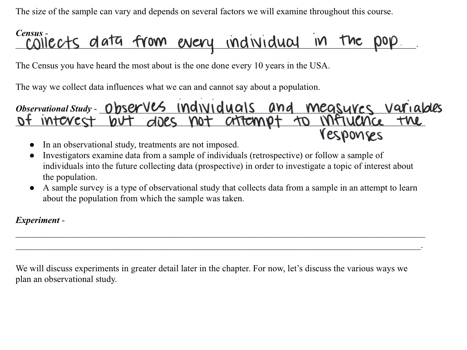So a couple different ways you can look at observational data. You can collect it from a sample retrospectively, which means data has already been collected and you look at it. Or you can follow a sample of individuals into the future collecting data. So that's prospective. And that's in order to investigate a topic of interest about the population. So a sample survey is a type of observational study. It collects data from a sample in an attempt to learn about the population from which the sample was taken. So like the census is a type of observational study. We're collecting data, we're surveying people just to make observations about the population.